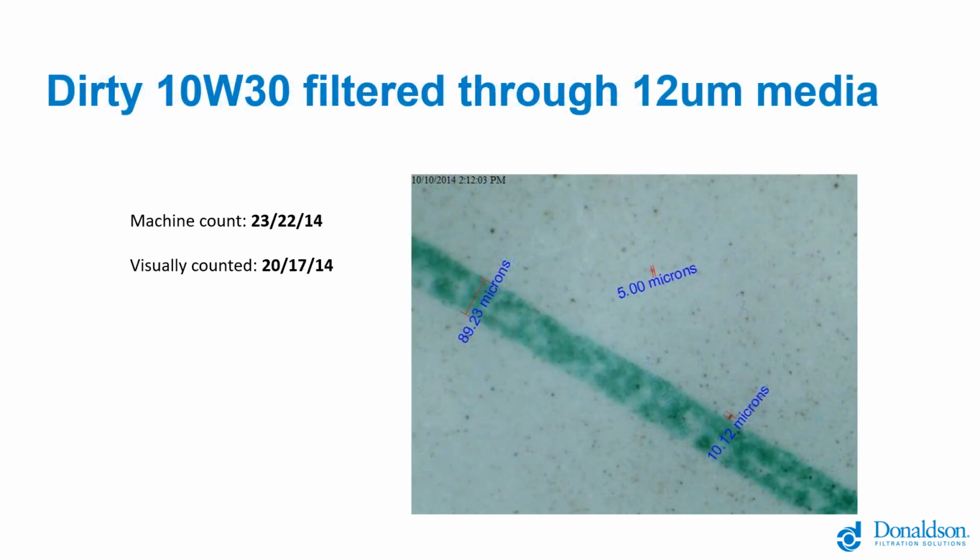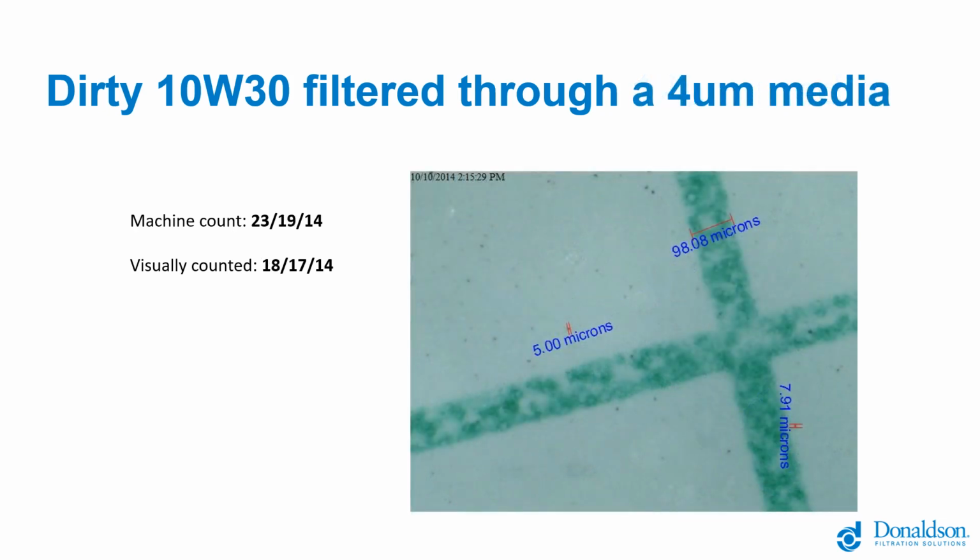And that oil, when we filter it, we can visually see that we've taken a fair amount of debris out of it. The machine count, however, is staying basically the same. The machine is still saying it's an ISO 23/22/14, but visually we've taken lots of particles out of it. And if we filter it even through a tighter piece of media, the laser machine count is still saying it's an ISO 23/19/14, and visually counted it's down to an 18/17/14 or so, or maybe even cleaner than that.